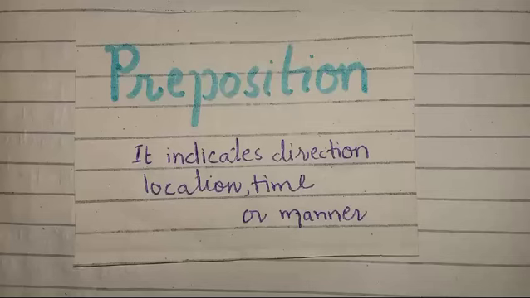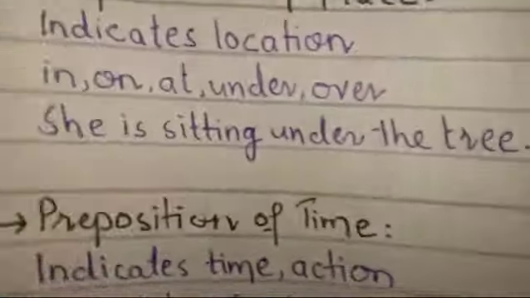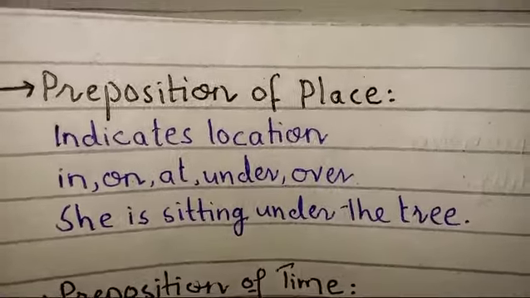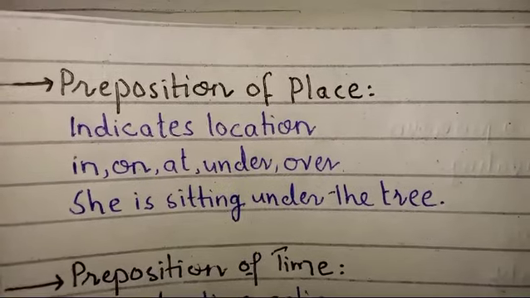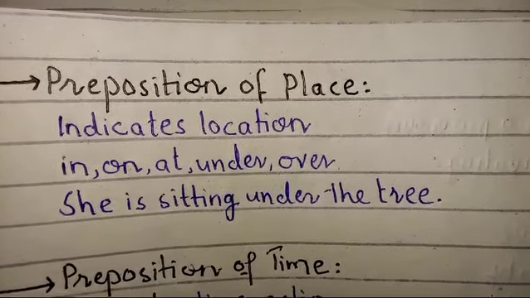Here is preposition. Preposition tells us the position of something. It indicates direction, location, time or manner, which will be discussed in the kinds of preposition. Here is preposition of place. Preposition of place indicates location. It tells us what the location is.